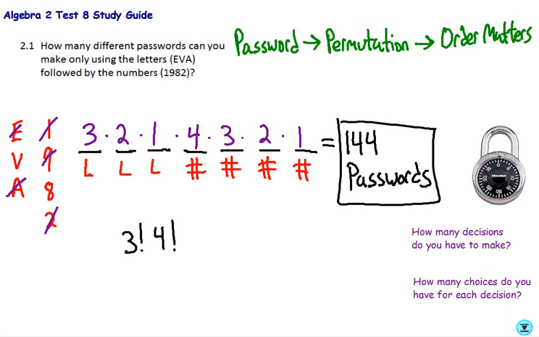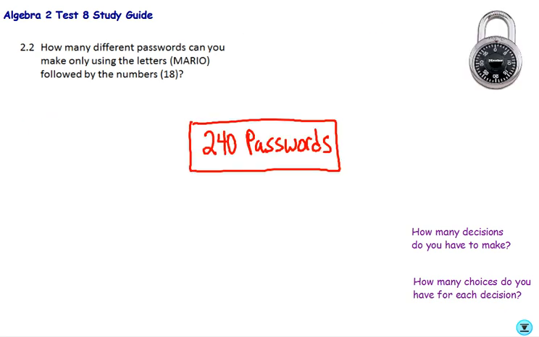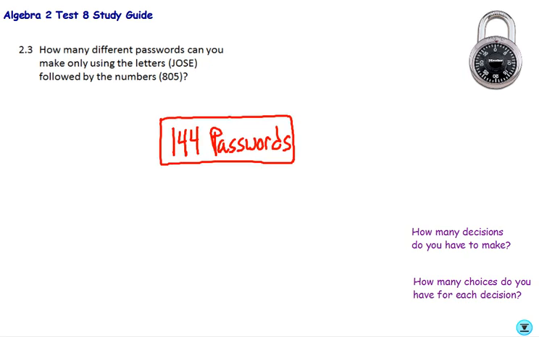All right, so let's see what you got. For 2.2 in the middle, you should have got 240 different passwords. And for number 2.3 on the right side, you should have got 144 passwords. It's just a coincidence that that happens to be the same answer as 2.1.